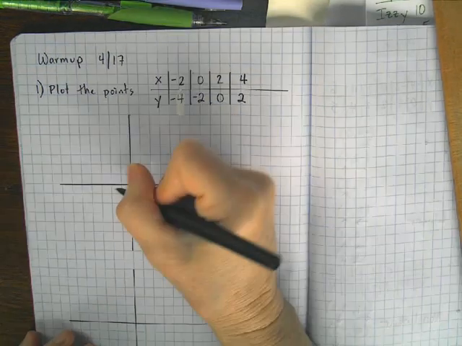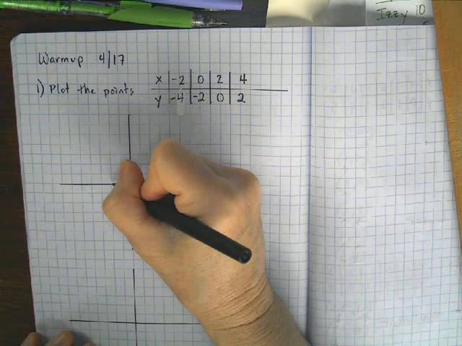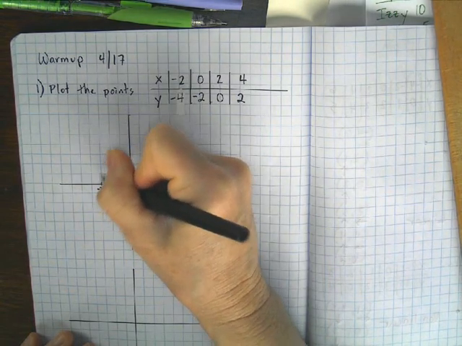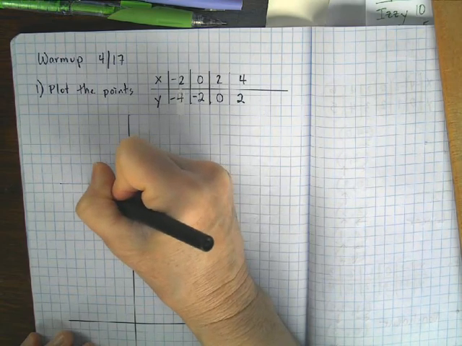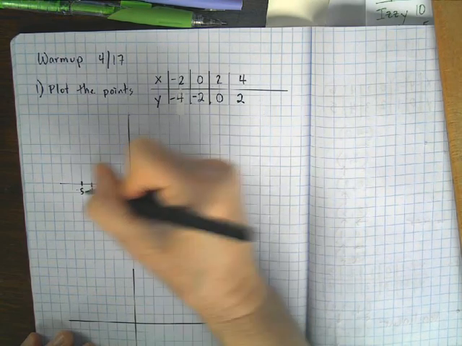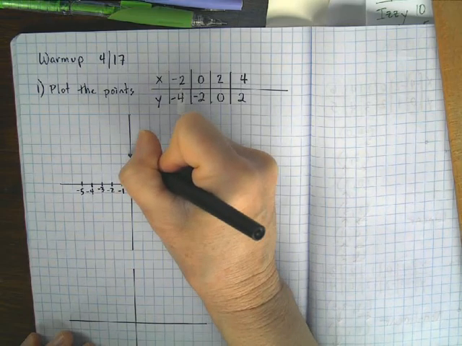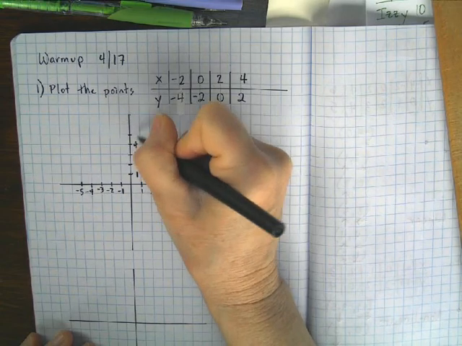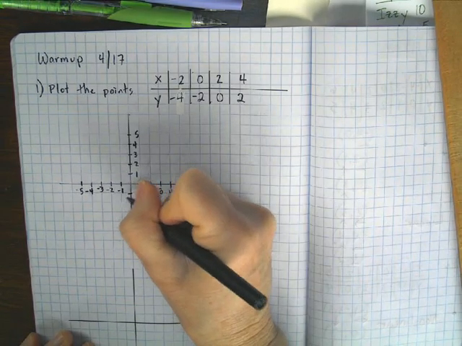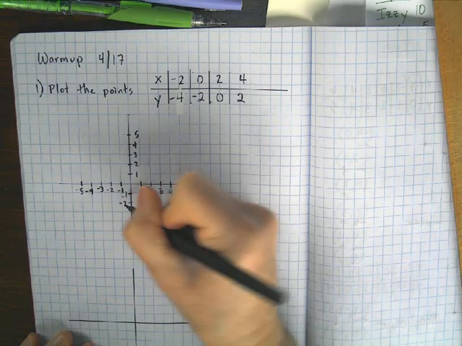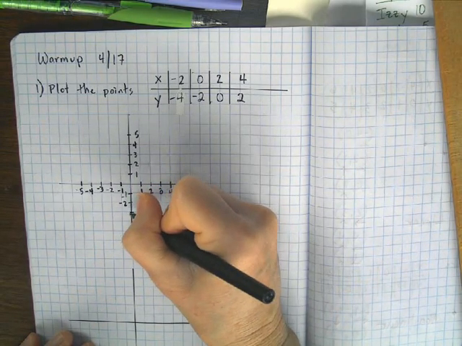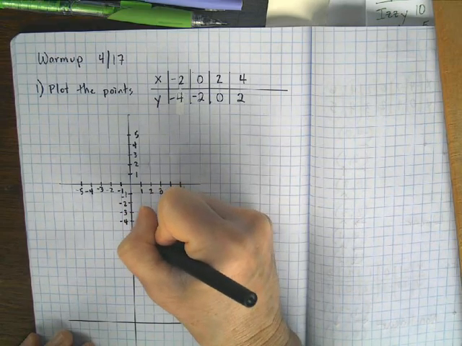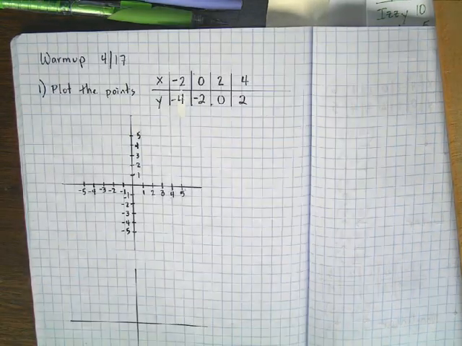All right, let me put on more numbers. -1, -2, -3. I'm on the line. Every time I'm using the lines on my graph paper. 1, 2, 3, 4, 5. 1, 2, 3, 4, 5. And -1, -2. I'm using every line. I'm not skipping lines. Be very careful. Okay, I'm being very careful.